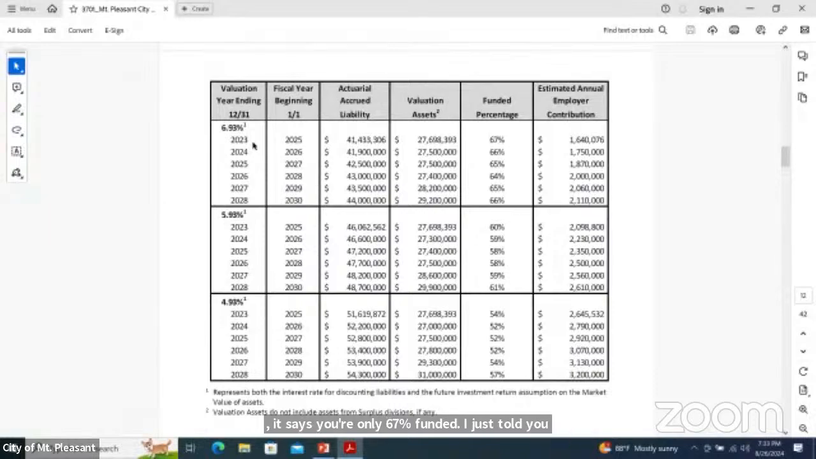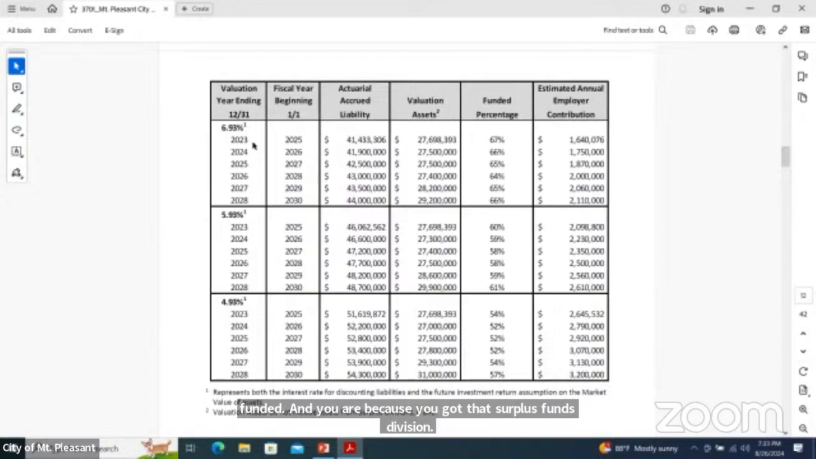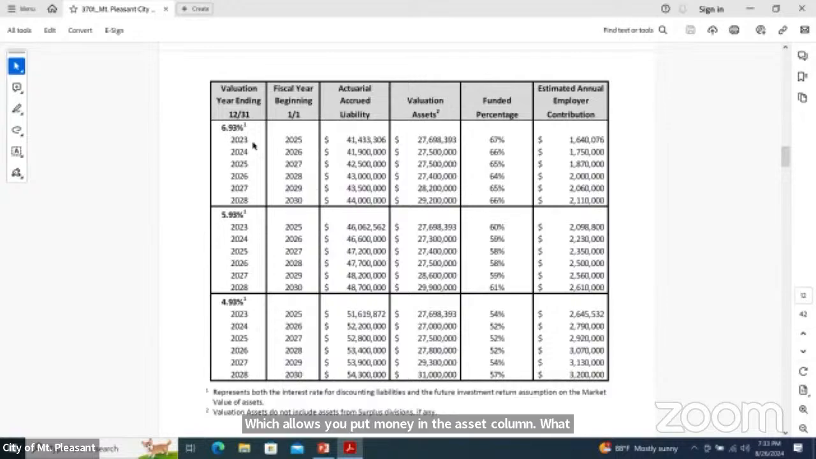And you are, because you have that surplus funds division, which allows, when you put money in the asset column, what wasn't associated with any retiree. It's just being held there and taking advantage of market returns. At any point in time, the city can move those unassociated surplus funds divisions to one of the divisions. And that would then change your funded position, but it also would change your minimum required contributions.